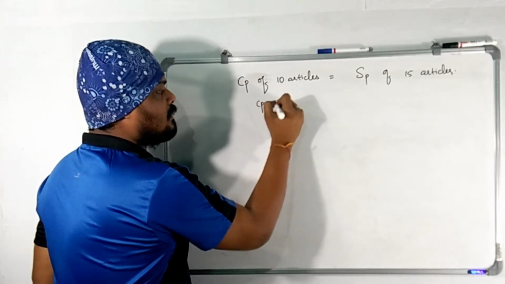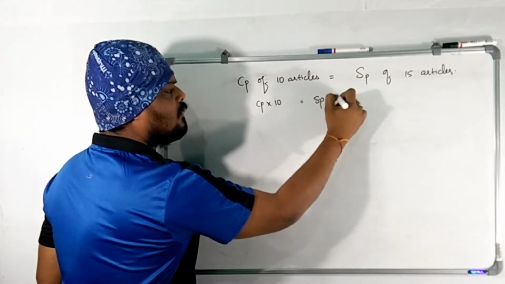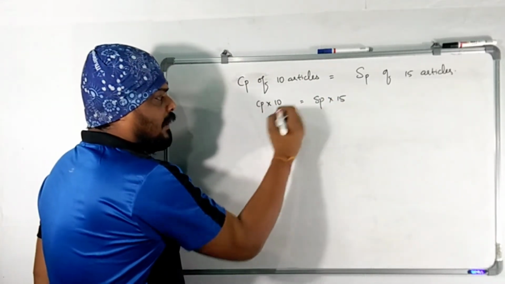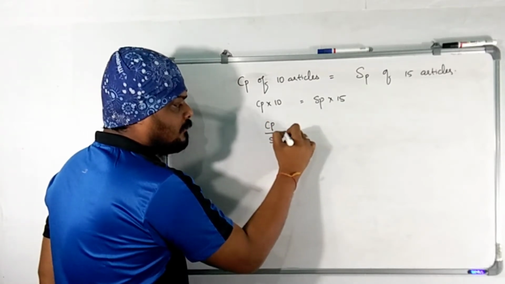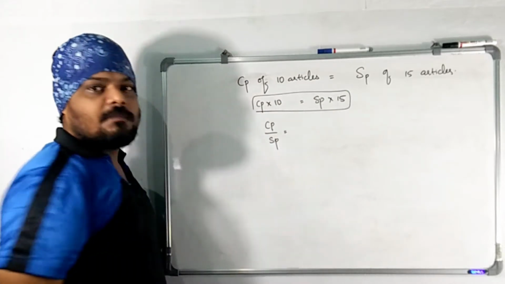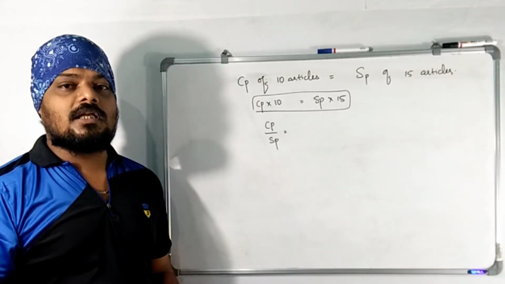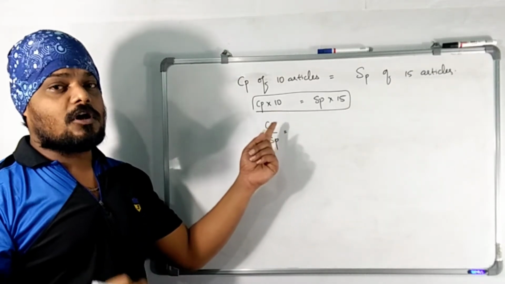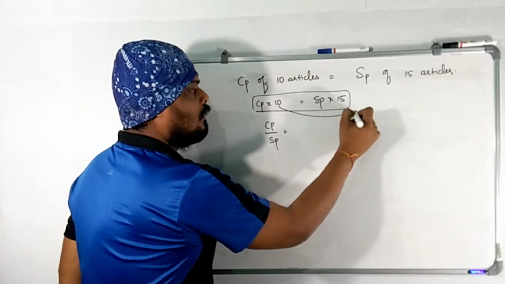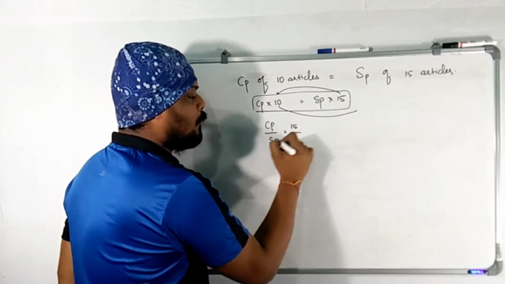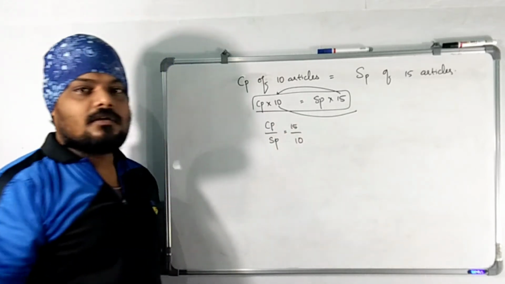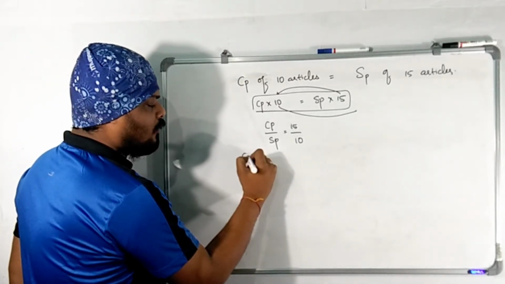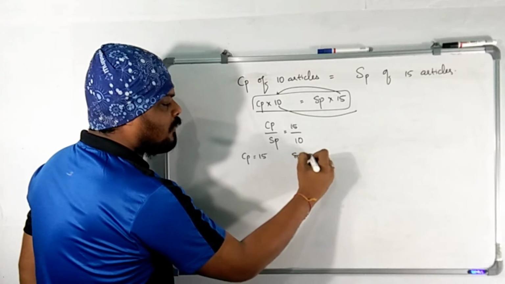Cost price into 10 articles, and selling price into 15. If I take the ratio of cost price and selling price from this condition, I will get the exact cost price of 10 articles, which is 15 upon selling price of 15 articles is what? 10. So now I got the values of cost price and selling price. What is my cost price? Actually my cost price is 15 and my selling price is 10.